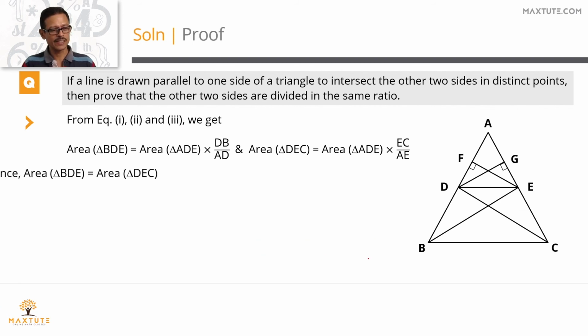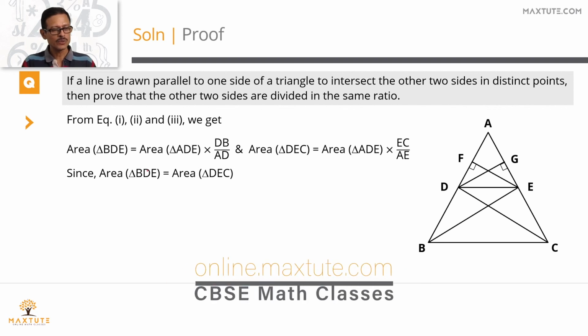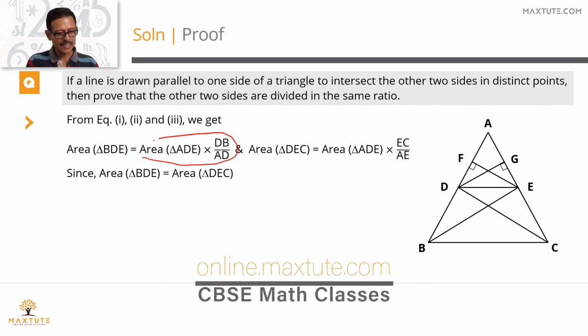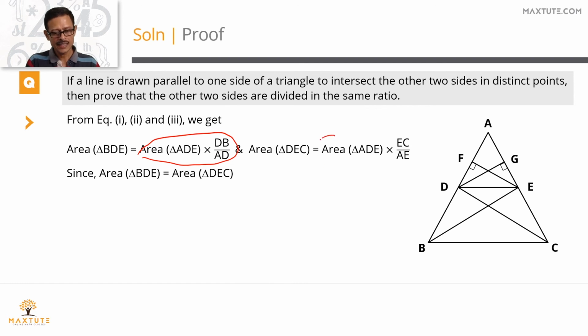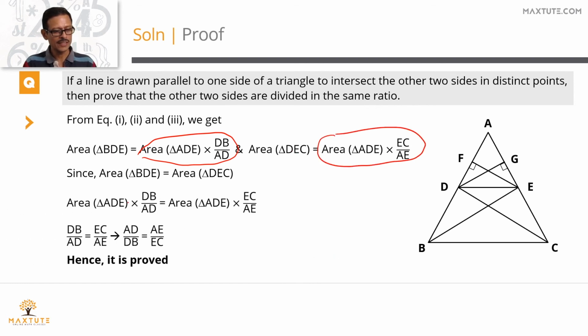Quickly summarize the last bit in a printed form. Area of triangle BDE equals area of triangle DEC. From 3 we have proved that. Now therefore we can say that this part, which is the right hand side of area of triangle BDE, and this part, which is the right hand side of area of triangle DEC, will also be equal. ADE and ADE can be cancelled. DB by AD equals EC by AE, or the reciprocal of that, AD by DB equals AE by EC.